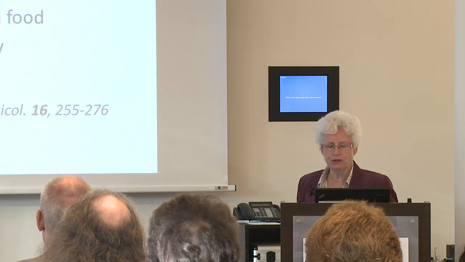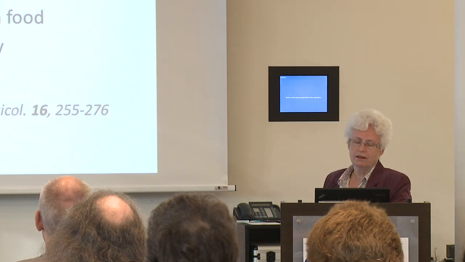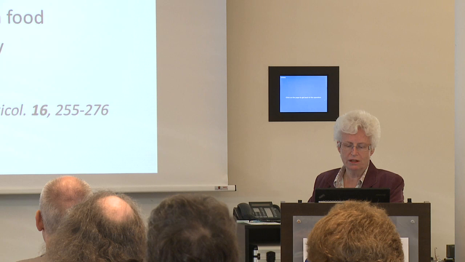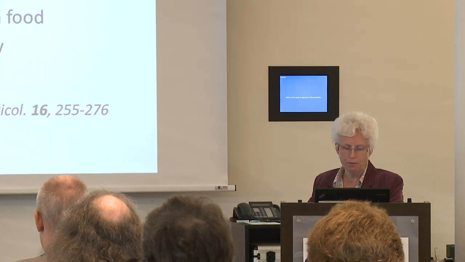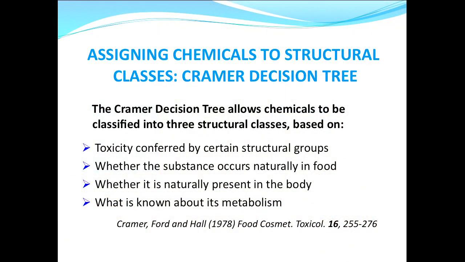So what Cramer, Ford and Hall did was to develop their decision tree, and they used four rules, basically, back in 1978 to decide on how the decision tree would run. The first was the then knowledge about the toxicity conferred by certain structural groups, and I would emphasise that the knowledge at that time was substantially less than we have available today, which is one of the problems that we'll come on to in discussing whether Cramer classes are fit for purpose.